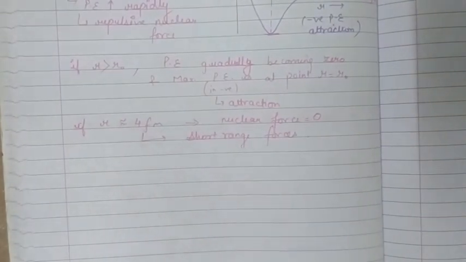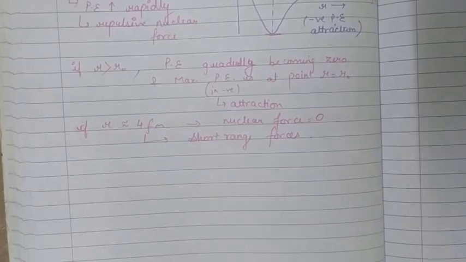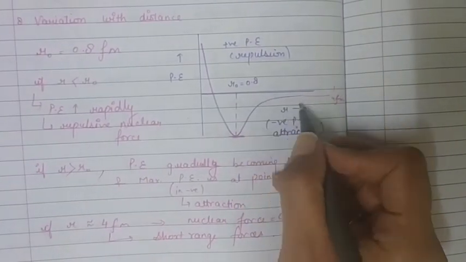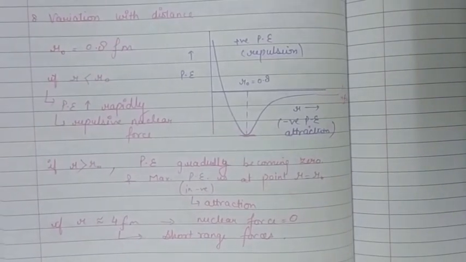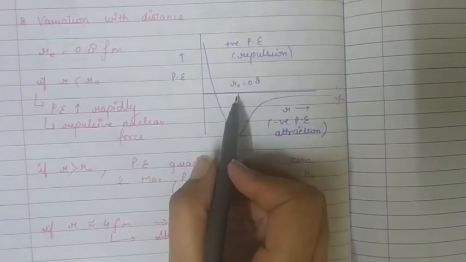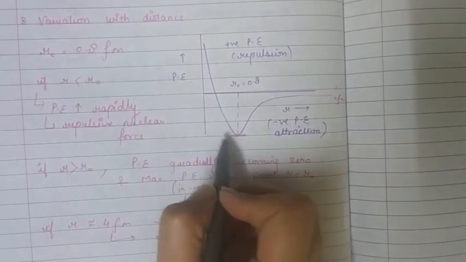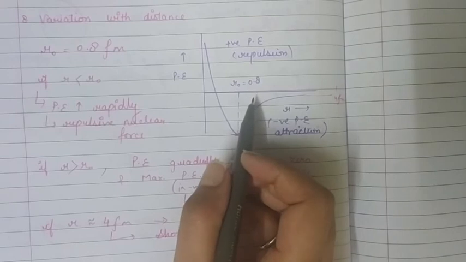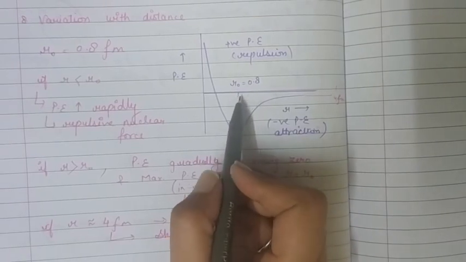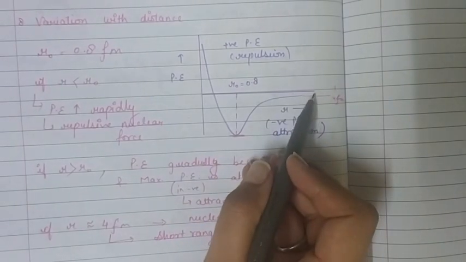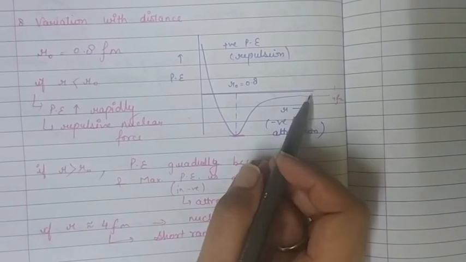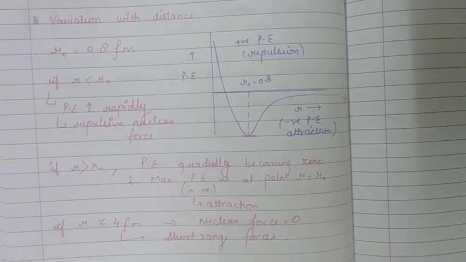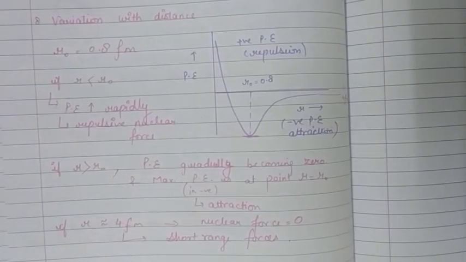And the negative sign of potential energy here in the graph signifies the attractive nature of nuclear force. For distances less than r naught, they show repulsive nature, but for distances greater than r naught, the nuclear forces are attractive up to 4 Fermi, and after 4 Fermi there will be no effect of nuclear forces, as these are short range forces. So those are the properties of nuclear force.